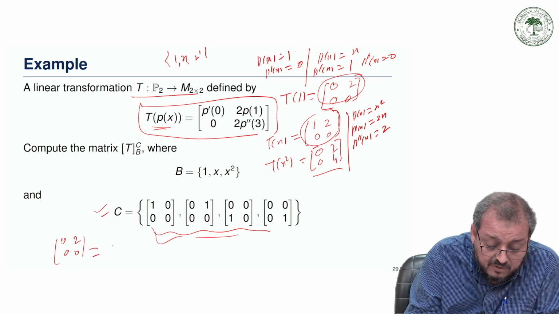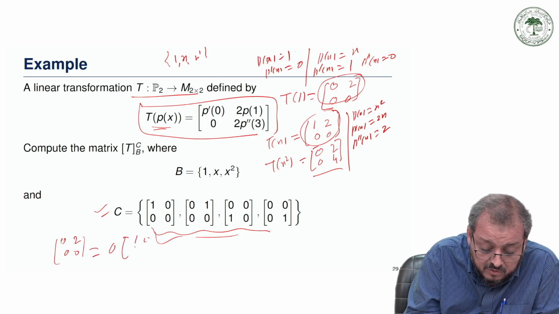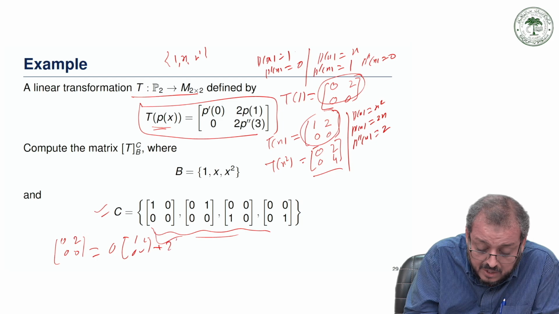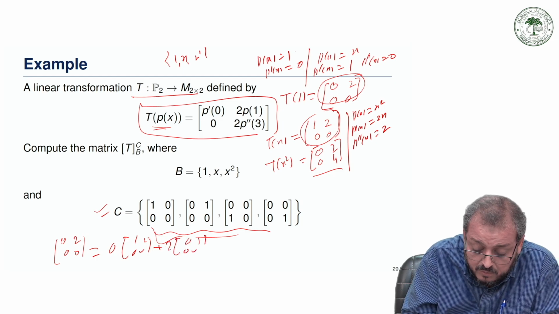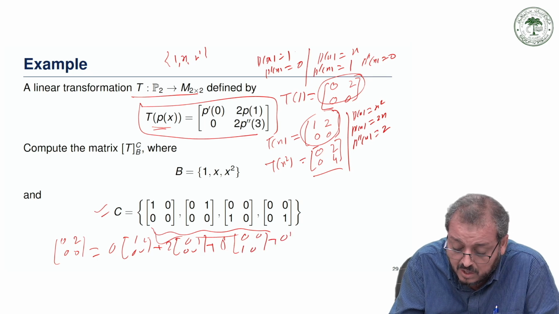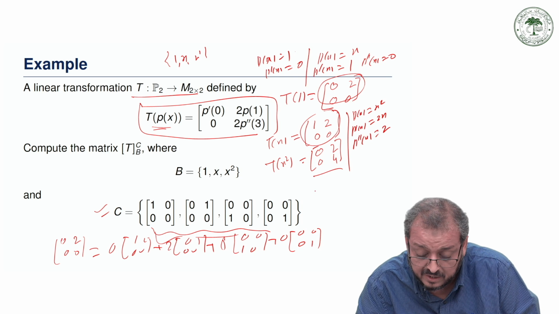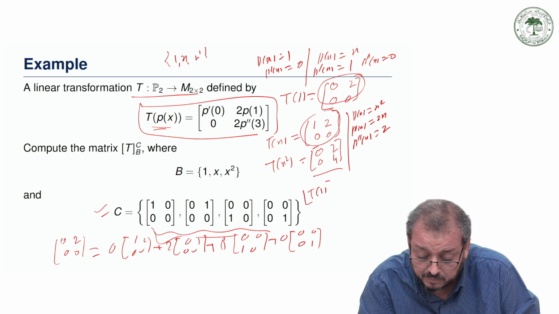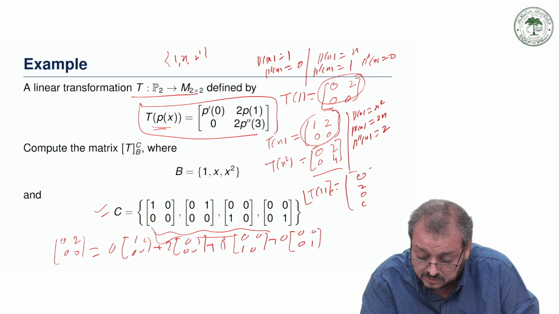Then we can write it in the form of 1 0 0 0 plus 2 times 0 1 0 0 plus 0 times 0 0 1 0 plus 0 times 0 0 0 1. Then we can say that T of 1 corresponding to the basis C is the column vector 0 2 0 0.